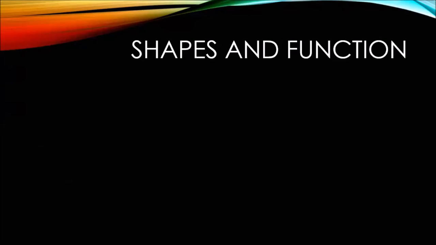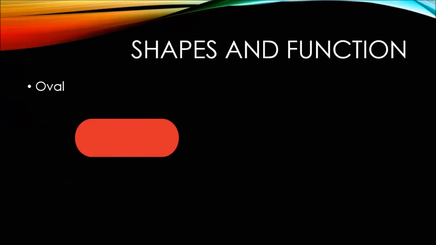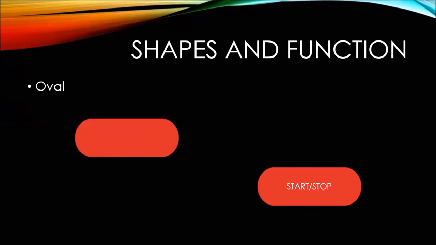All right, so shapes and functions. Now we want to look at the different shapes that we will use in our flowchart. The first one is your oval. That's your oval right there. Your oval is used to signify the starting and ending point of your flowchart. At any point in time, your flowchart will have 2 ovals, one at start, one at stop. Good? Example here. After you create your drawing, you will add the text inside of it to signify whether this is the start or the stop.